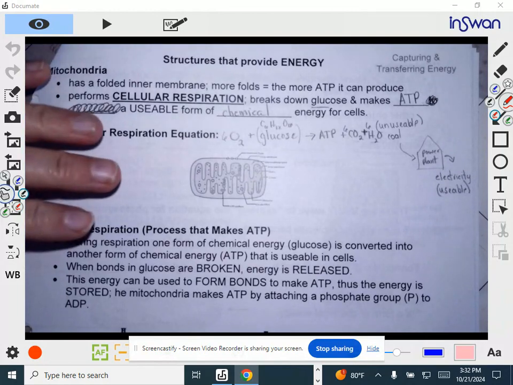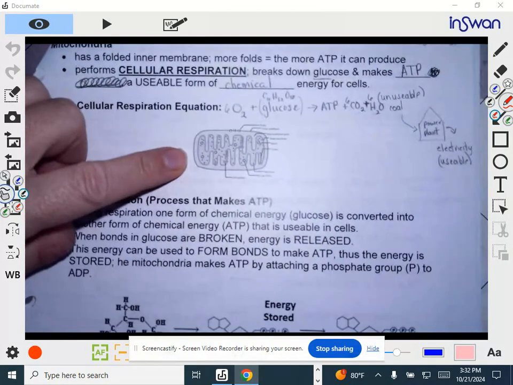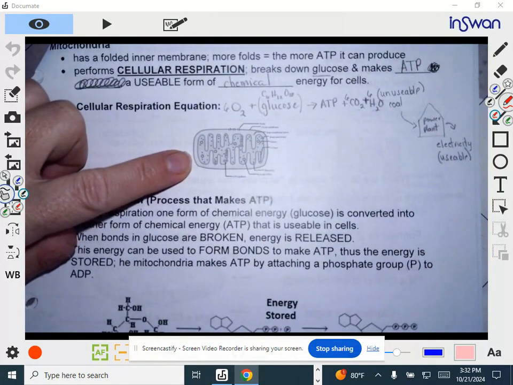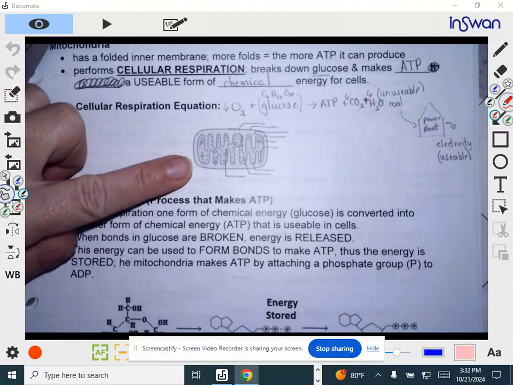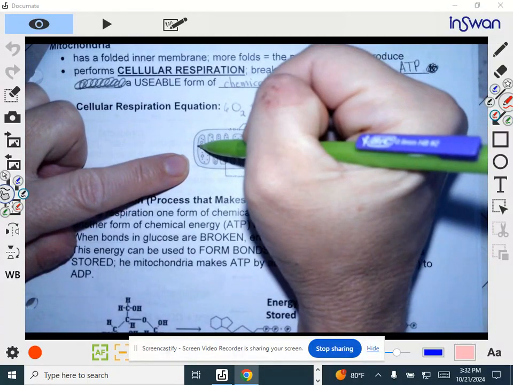All right, so if I was going to draw kind of this process and how it relates to the mitochondria, one way that you can tell this is a mitochondria is, see all these folds in here?